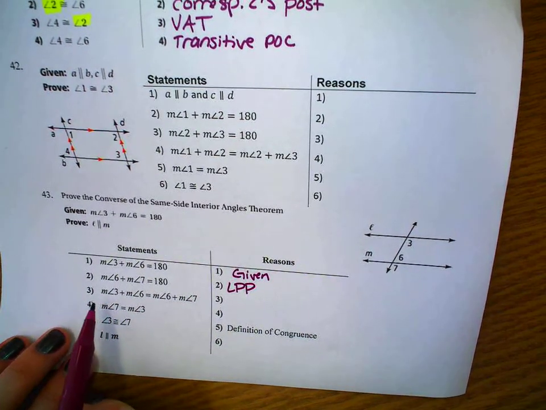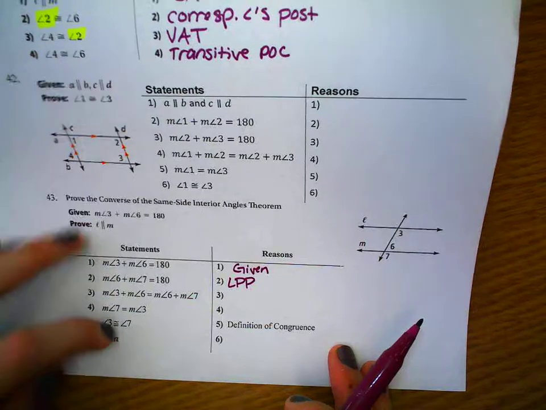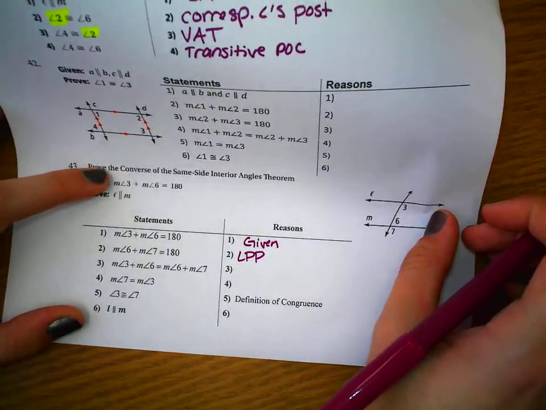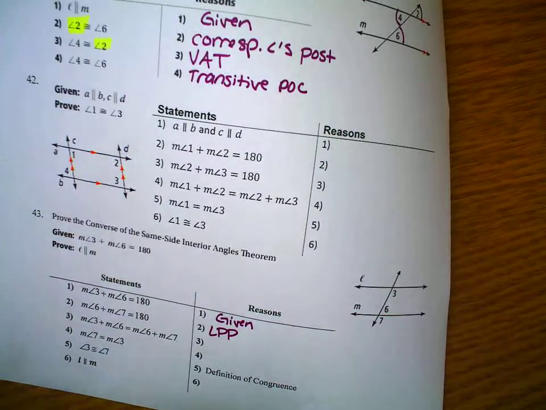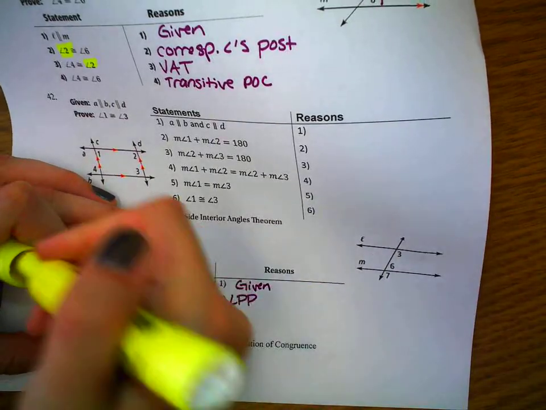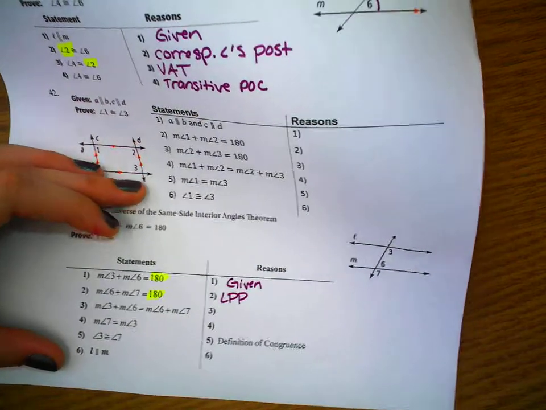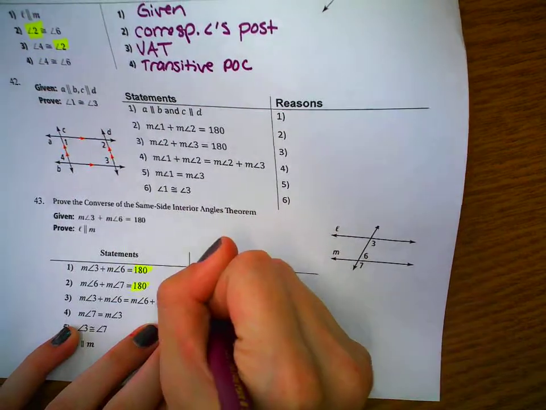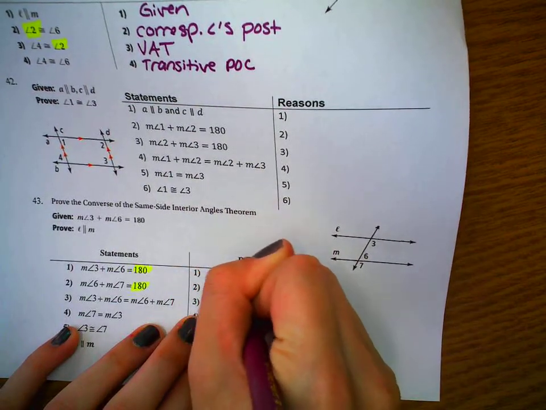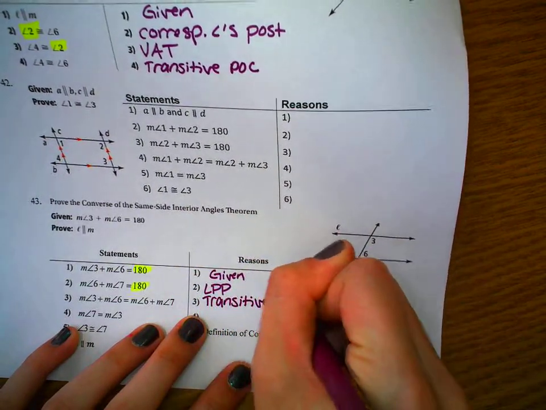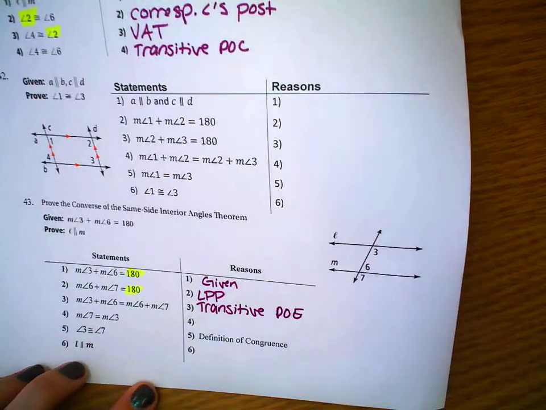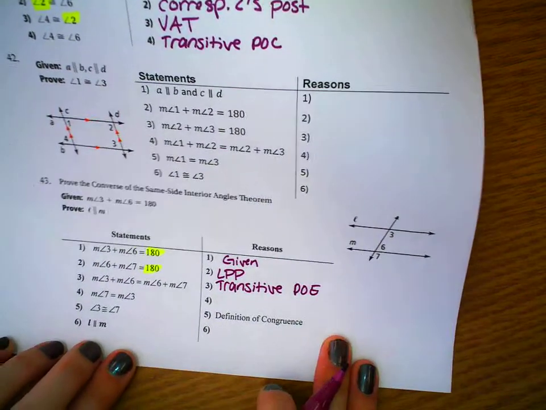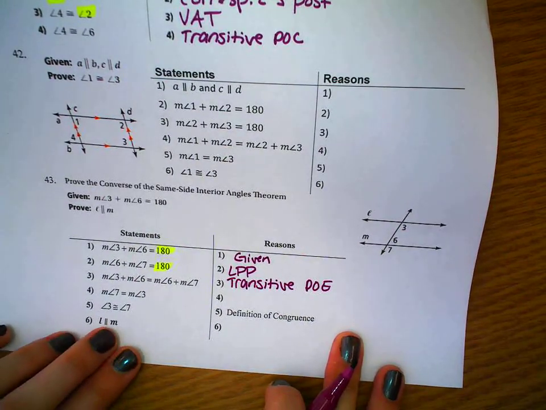Next, I say that the measure of angle 3 plus the measure of angle 6 equals the measure of angle 6 plus the measure of angle 7. I know this because both of those pieces are equal to 180. So again, if two things are equal to the same thing, then they're equal to each other. This is the transitive property of equality. And be careful, it's a property of congruence when we deal with congruent symbols, and it's a property of equality when we deal with equal signs.